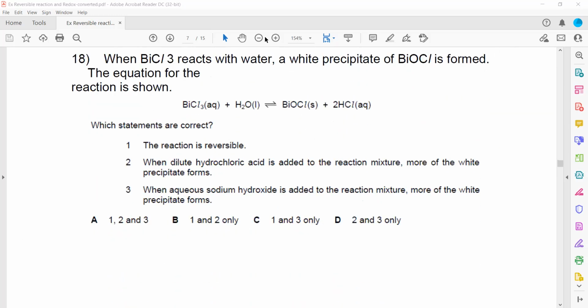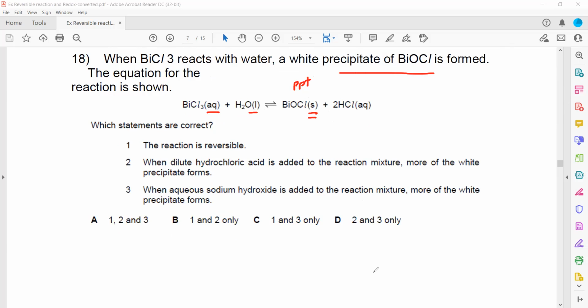Another question: BiCl3 reacts with water to form a white precipitate. The term precipitate means when we mix two solutions, if a solid is formed, we call that a precipitate. So as you can see, aqueous plus liquid gives a solid. Whenever a solid is formed, that is known as a precipitate or PPT.